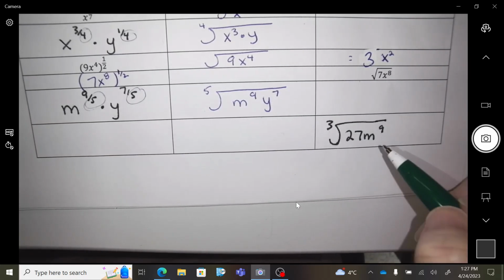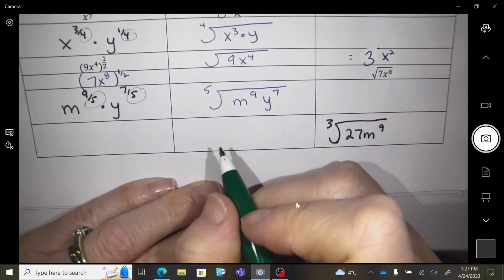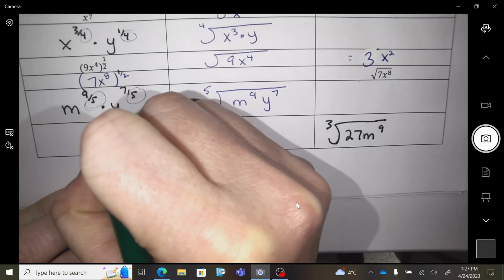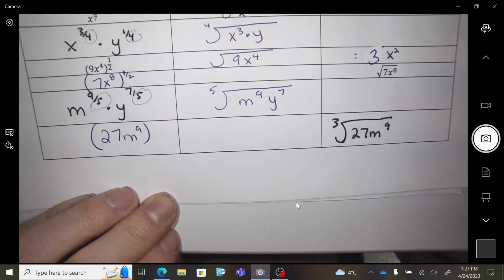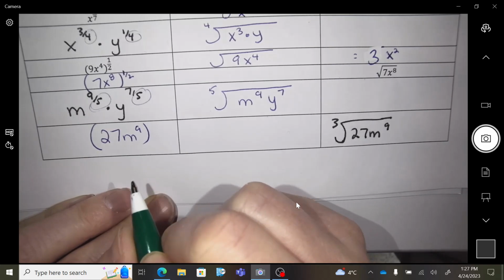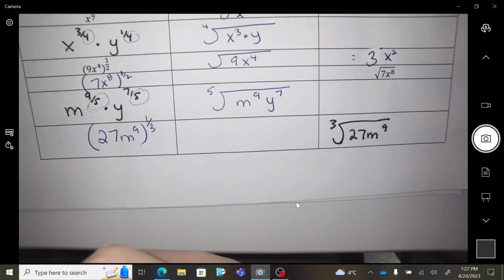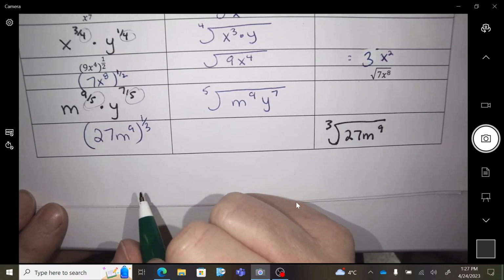Okay, and this last one, if I put it in exponential form, it would be 27m^9. That whole unit is to the, how do I write an exponent on that? 1/3. Cubing something and cubed rooting it. Cubing something, cubed rooting it. Know the difference. Okay? Can you actually simplify this for me?